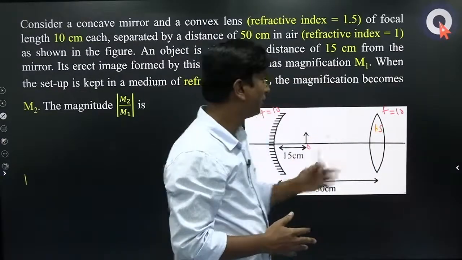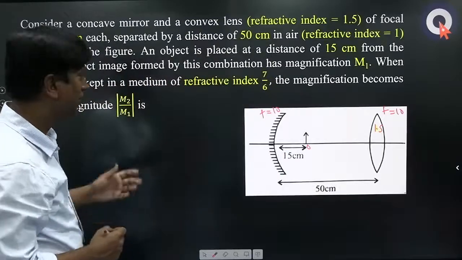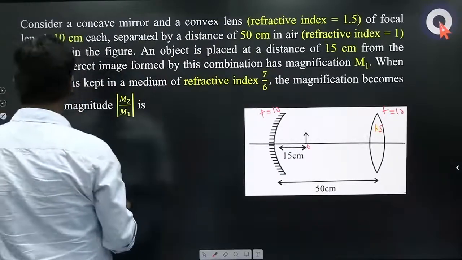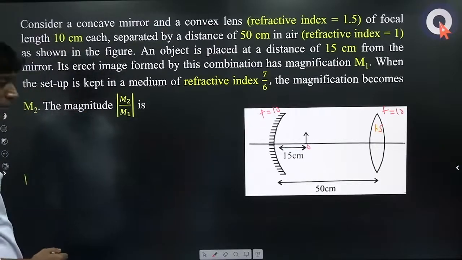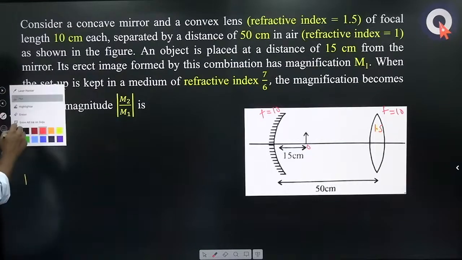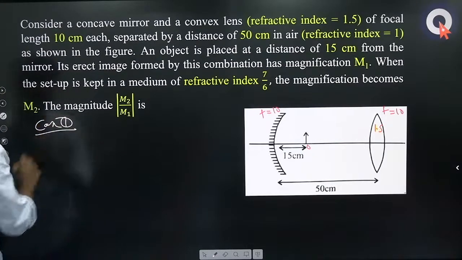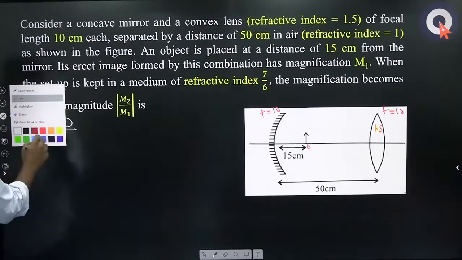So when the focal length of the lens is changing, definitely magnification will change. That magnification we are calling M2. So what is the magnitude of M2 by M1, that ratio they are asking, right? So first, case 1, very simple. What you will do?